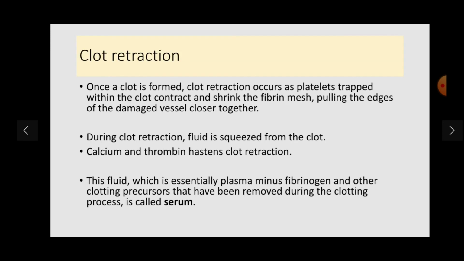Clot retraction. Once a clot is formed, clot retraction occurs as platelets entrapped within the clot contract and shrink the fibrin mesh, pulling the edges of the damaged vessel close together.